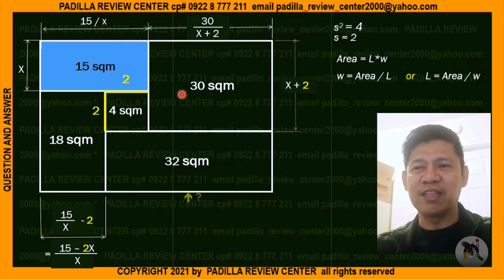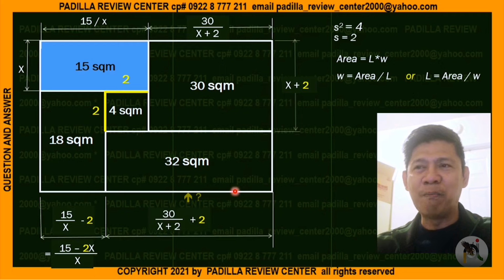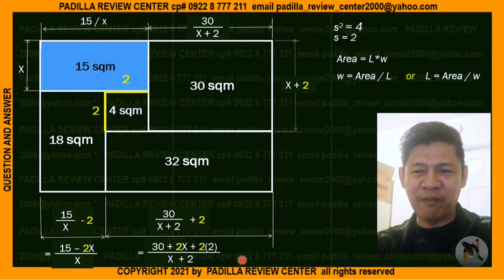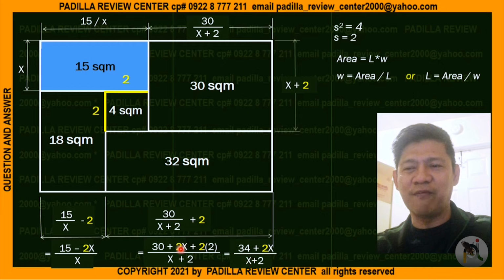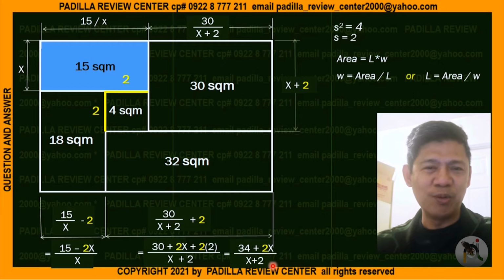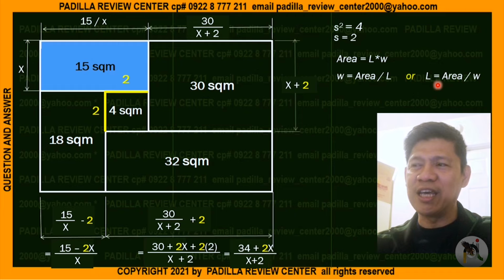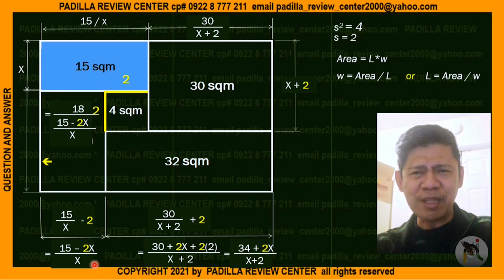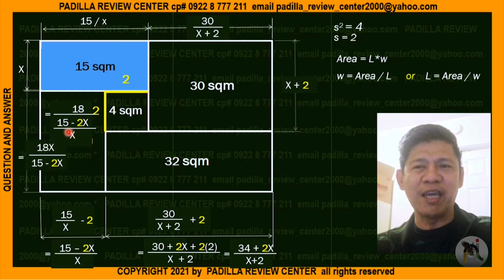So therefore, the total of that, which is this one, is going to be 30 over X plus 2, plus 2. Or simplifying that, 30 plus 2 times X plus 2, or 30 plus 2X plus 2 times 2, 4. So simplifying this, it's going to be 30 plus 4, 34 plus 2X over X plus 2. Now, going back to this again, the length is area over width. So this one is area 18 over the width over this, which is this one. So that would be 18 over 15 minus 2X over X. So you bring up this X, you'll get 18X over 15 minus 2X.